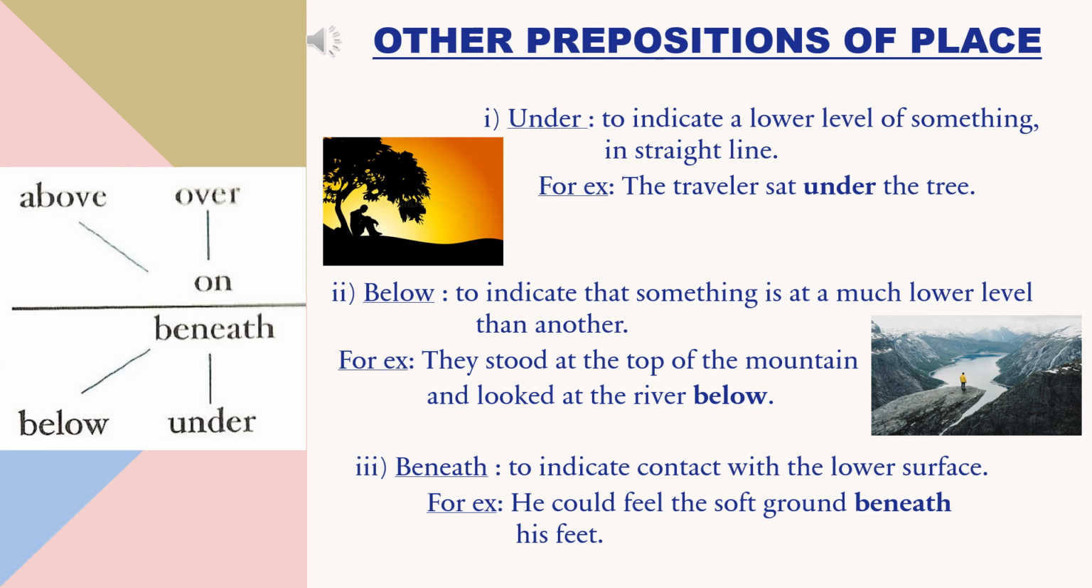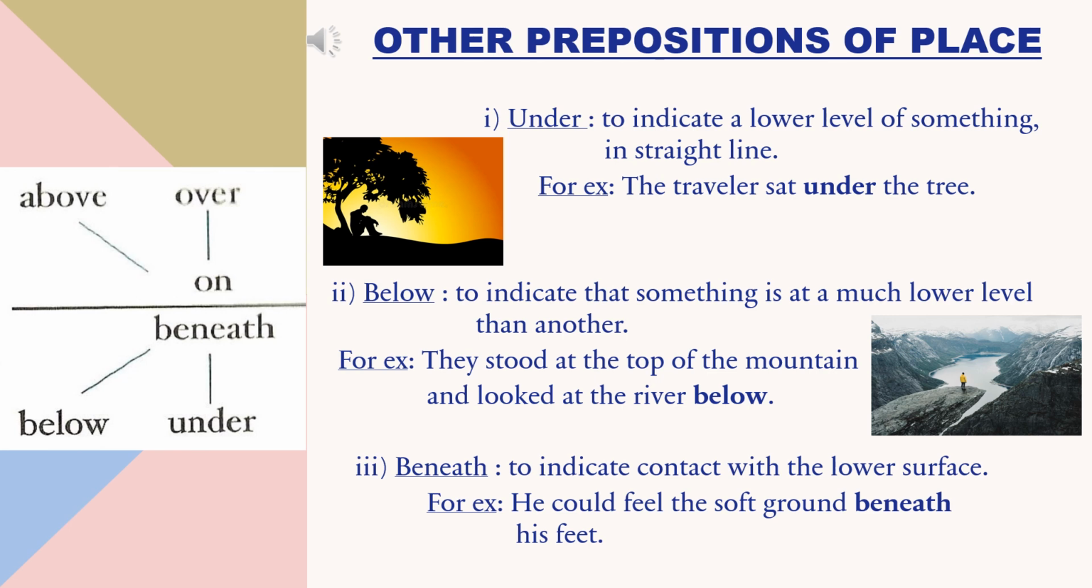Next, we'll discuss the opposites of on, above, and over. So here we have prepositions that indicate the lower surface, the lower position of an object. The first one in the row is under. For example, the traveler sat under the tree. And again you can see that the tree is not very much higher than the man. Okay, so under means when something is just a little lower. Also, it is in a straight line. So the man is sitting directly under the tree in a straight line.